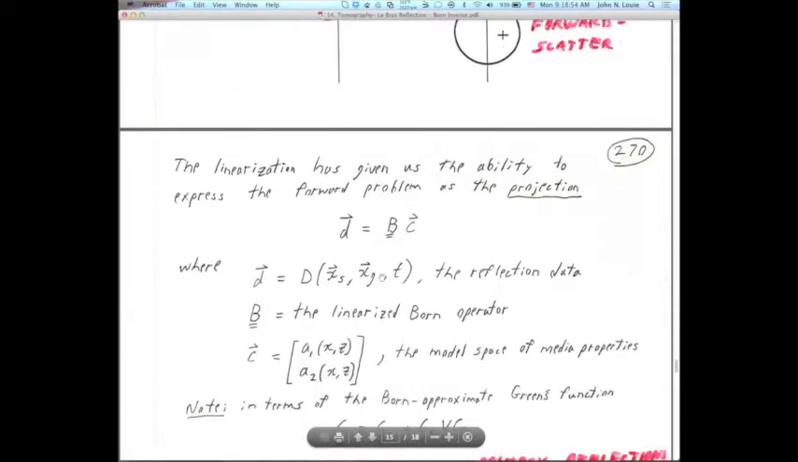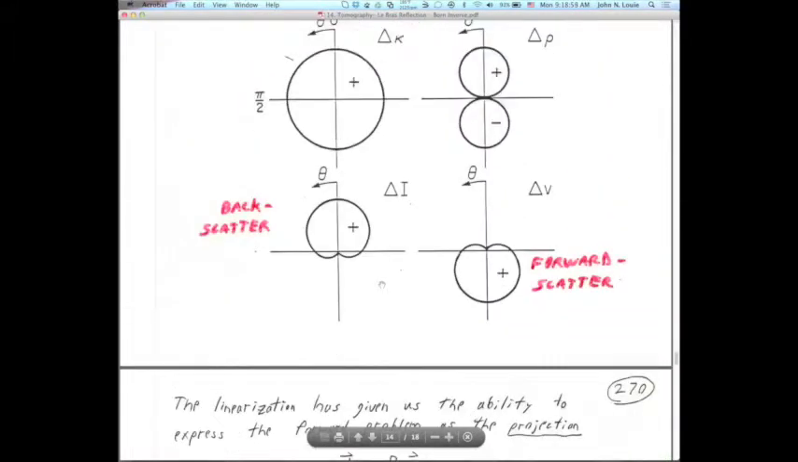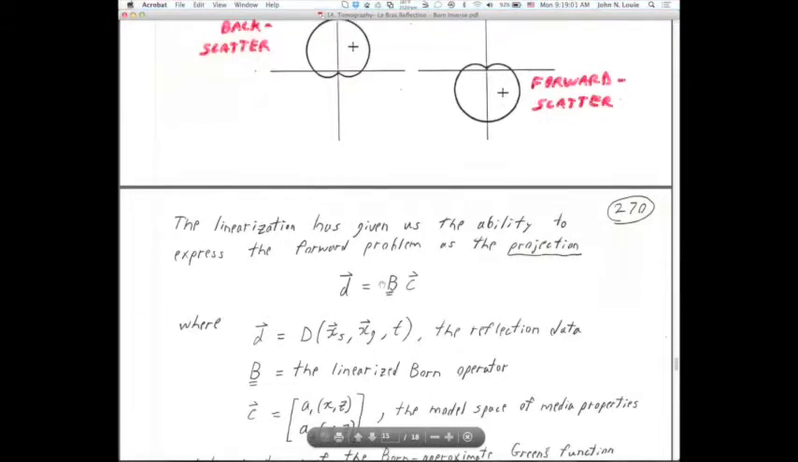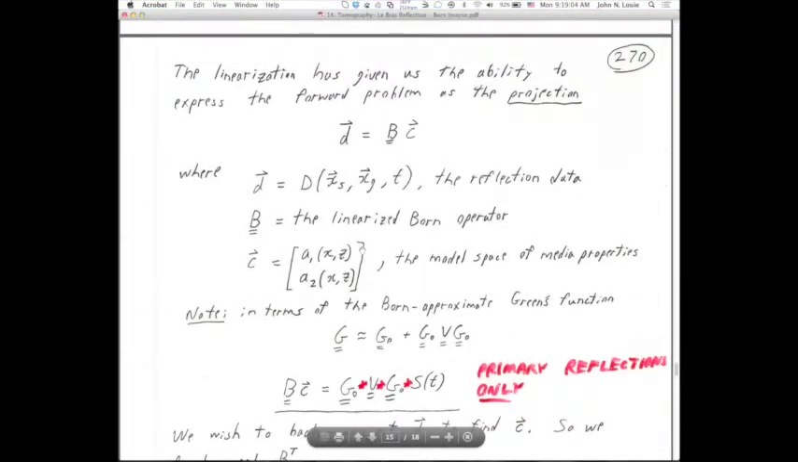All right. We're going to come back to this for the elastic case, so I'll have a chance to hammer it into you once more. So where are we going with this? Now, this Wu-Nakai linearization gives us the ability to express the forward problem as a projection, by which I mean a linear operator.